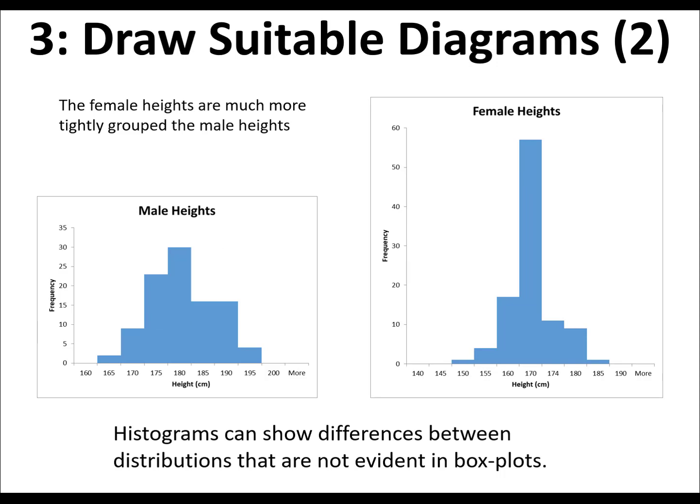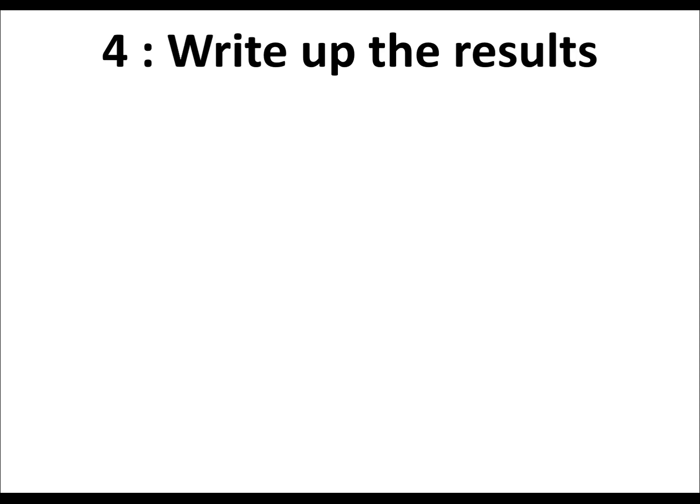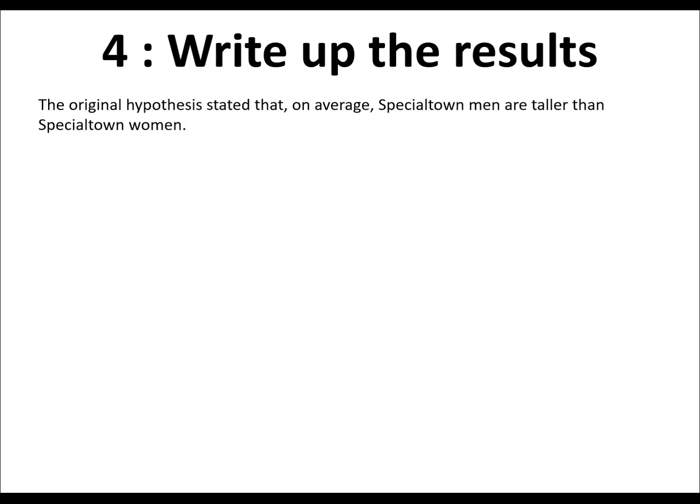So we've got our summary statistics, we've drawn our diagrams, now we write up the results. If I was going to hand this in the form of a written report, I would mix up the words I'm going to show you now with the diagrams. But the first thing I do is recall the hypothesis, which was that, on average, the men in this town are taller than the women. I now relate my different parts of evidence to this hypothesis.